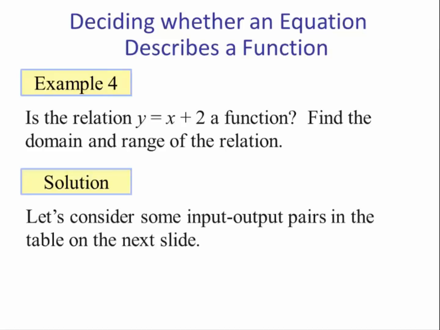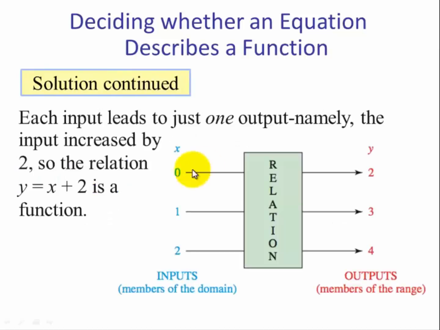So if we consider some input-output pairs of the table on the next slide, we put in 0, we get back 2. Put in 1 for x, and we get a 3. Put in 2, and we get a 4. So this would be a function. For every x, there will be one and only one y.